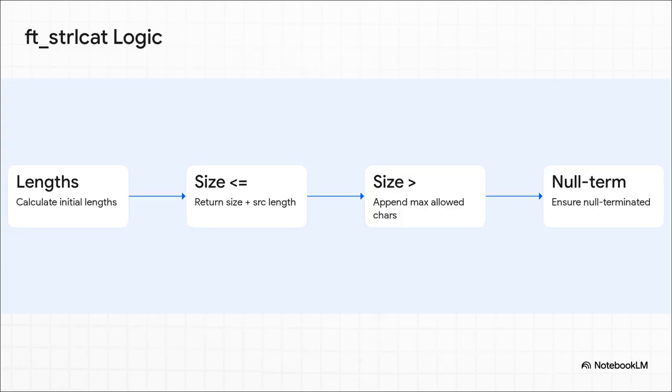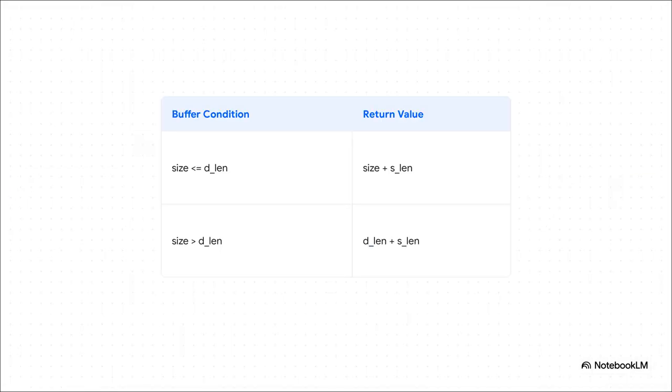You'll want to follow this logic block exactly. Step 1, calculate both of your initial string lengths. Step 2, if your size parameter is less than or equal to the destination length, you literally cannot append anything without overflowing, so you just return size plus the source length. Step 3, if size is greater, append a maximum of size minus destination length minus 1. And step 4, your function absolutely must guarantee a null termination as long as the size parameter is strictly greater than 0.